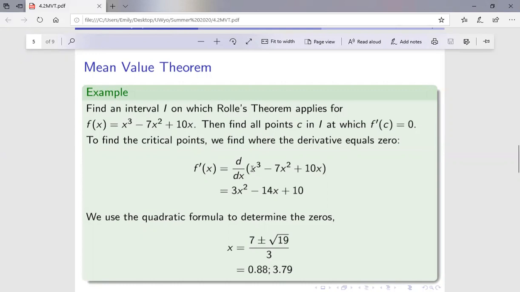So now all we have left to do is check that that's in our original interval. Our original interval is 0 to 5. Luckily, 0.88 and 3.79 are both between 0 and 5. So we know that these 2 points, when we get our function, are going to have a slope of 0, a flat tangent line. Their derivatives evaluated at these points equal 0.